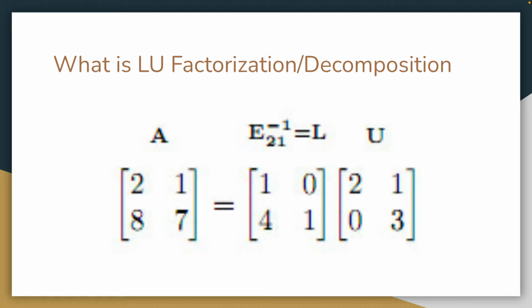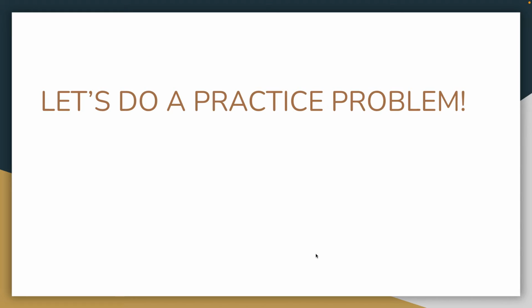So let's look at what LU factorization is. It's basically A equals LU. L stands for lower triangular matrix, and U stands for upper. Again, this looks a bit different because there's only one 0, but that's because it's a 2 by 2 matrix. You can still draw the imaginary diagonal line and see whether the values above or below it are 0, and tell which one is lower and upper. Let's go ahead and do a practice problem of this.